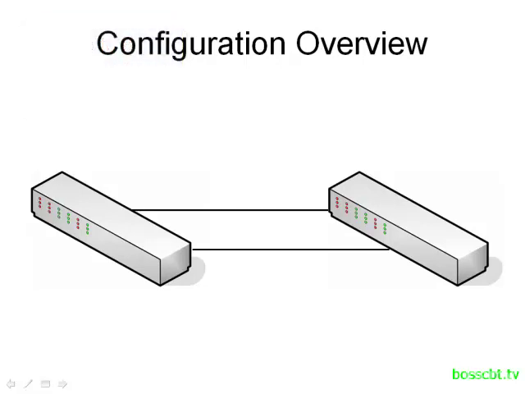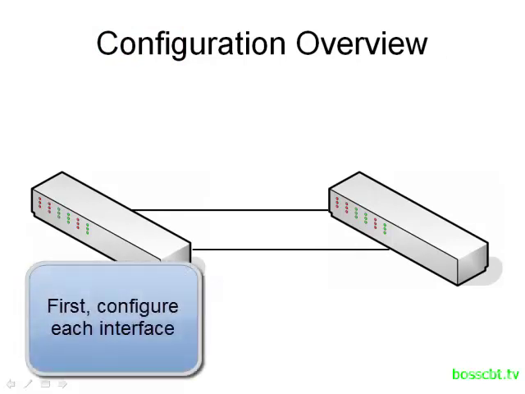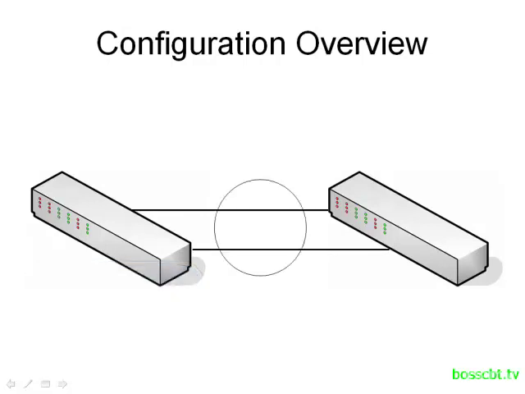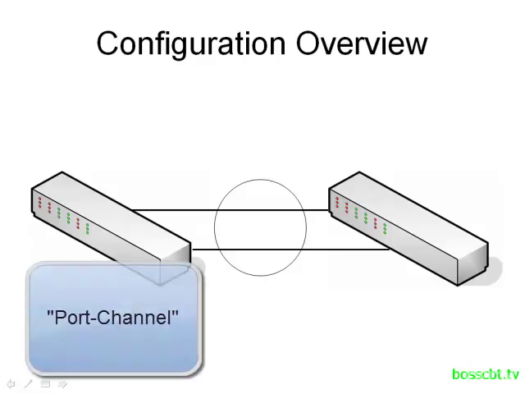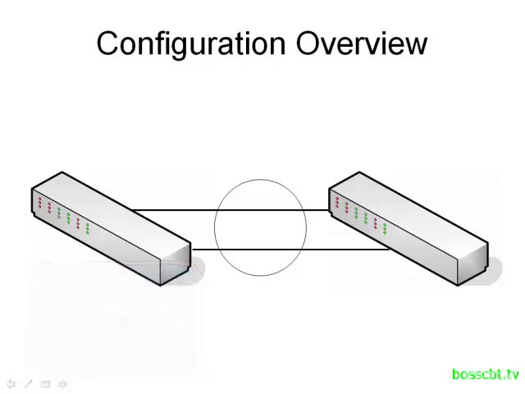Now the first thing we're going to do is enter some interface subcommands on each of the links that we want to put into the EtherChannel. And by doing this, a new virtual interface is going to be created. And you might remember again that this virtual interface is used to represent the entire EtherChannel. Now this interface is commonly called a port channel, and it's actually going to be listed that way in the list of interfaces on the switch. And we'll see this in just a minute.